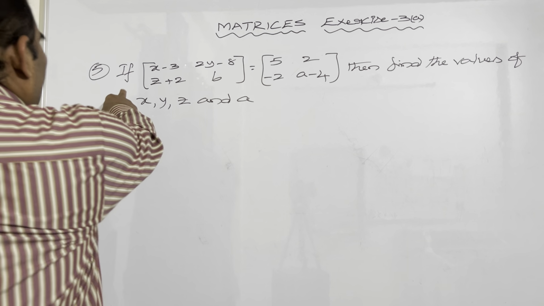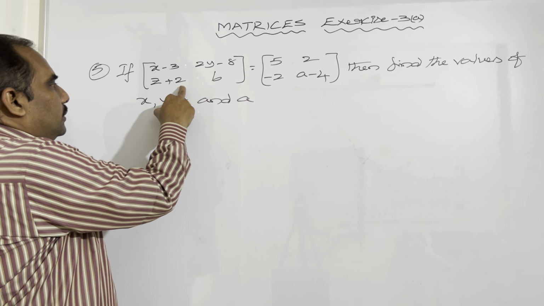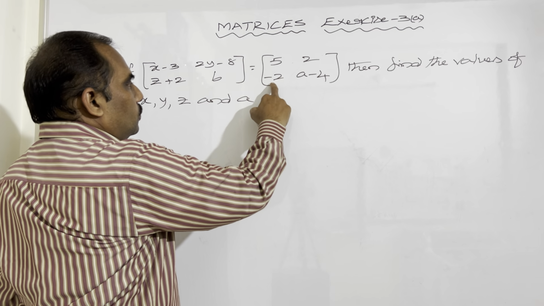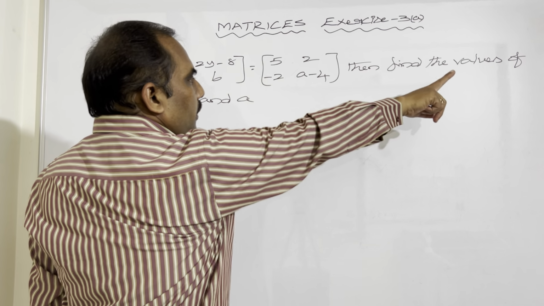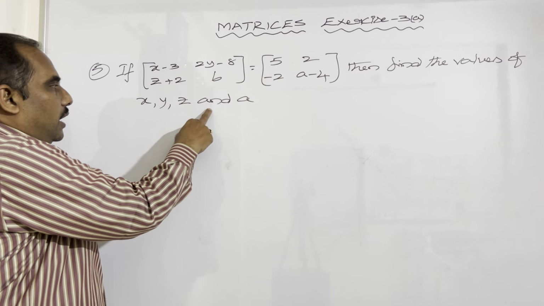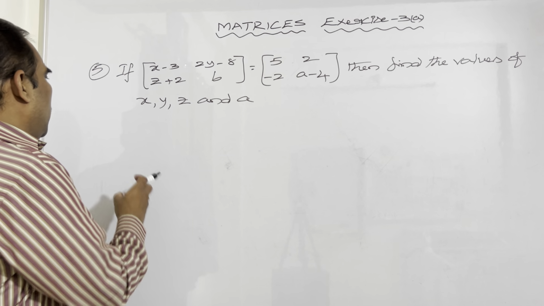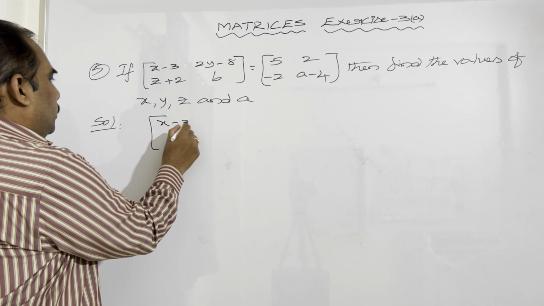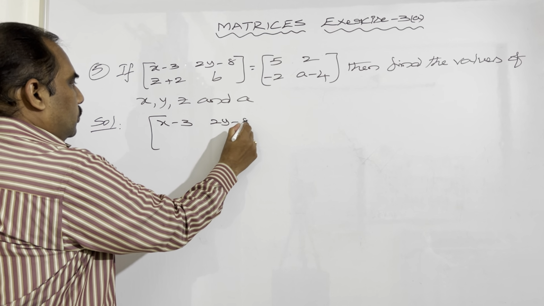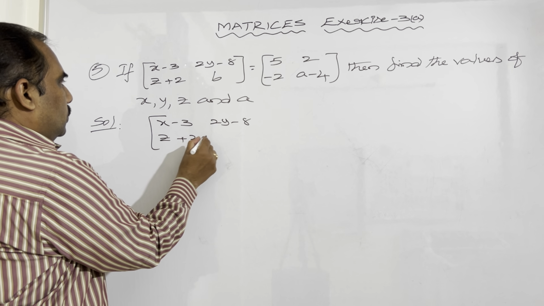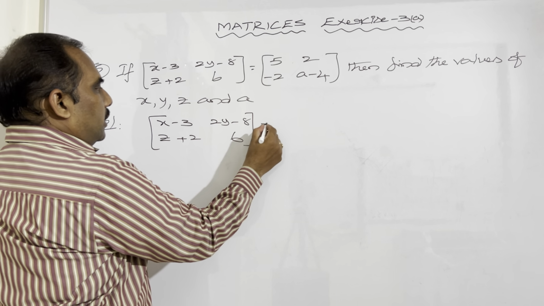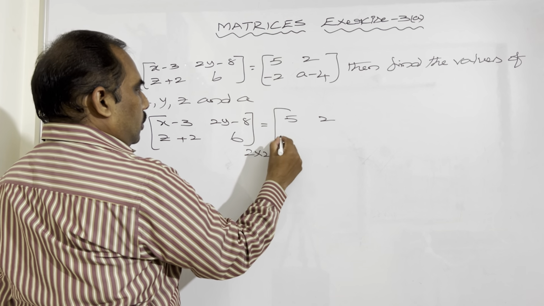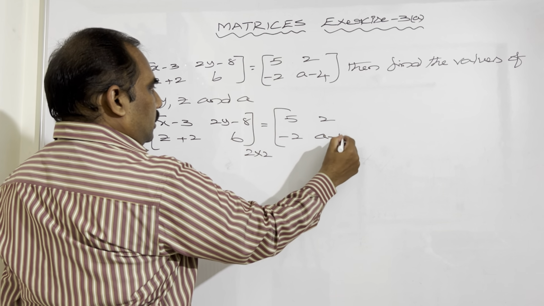So the next problem: if the matrix [x minus 3, 2y minus 8; z plus 2, 6] is equal to the matrix [5, 2; minus 2, a minus 4], then find the values of x, y, z and a. Now here, two matrices are given, both 2 by 2 matrices. Two matrices are equal means their order must be the same, and their corresponding elements are equal.